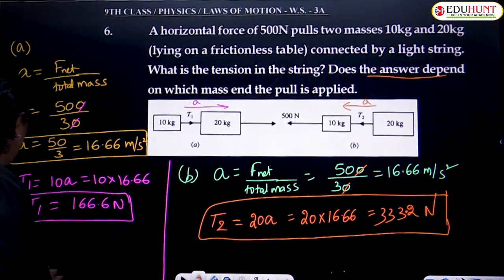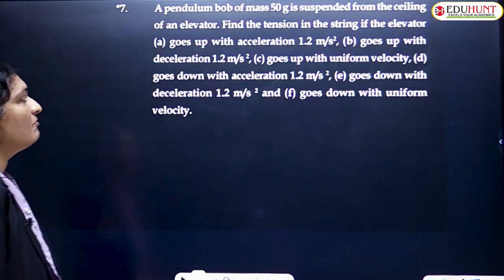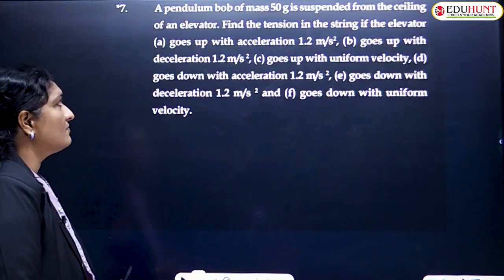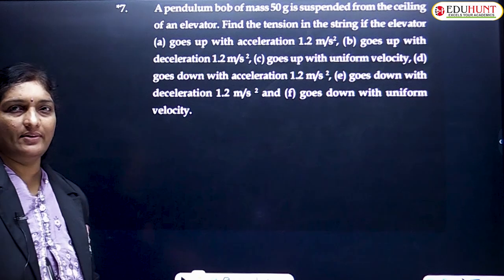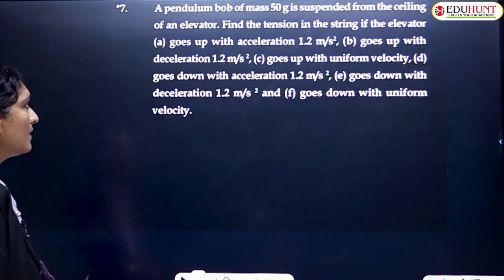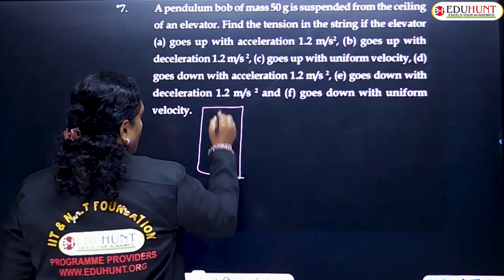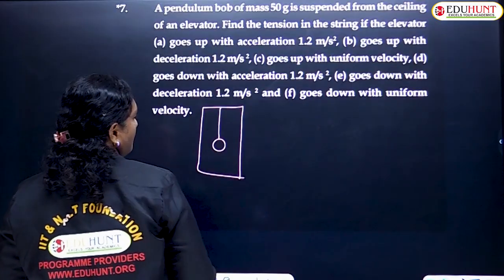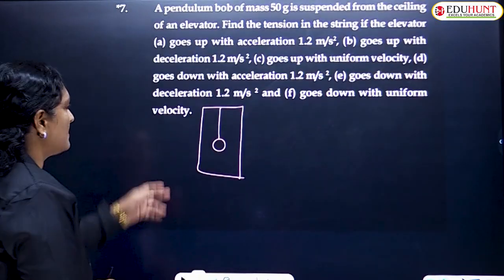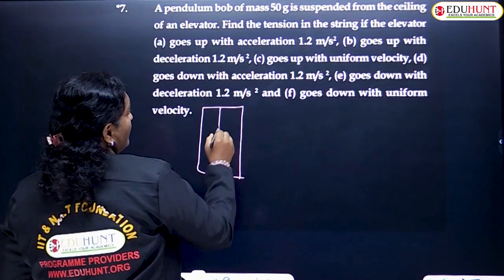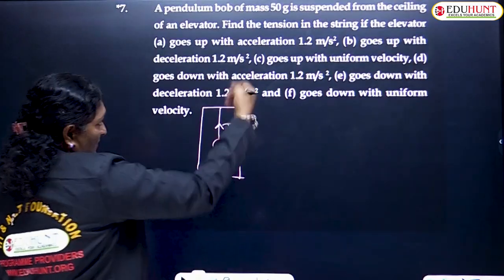So moving to the next question. 7th question. A pendulum bob of mass 50 grams is suspended from the ceiling of an elevator. Elevator means imagine it as some lift. Okay, so there is a lift, something like this. From the ceiling, a pendulum bob is suspended, whose mass is given. You're asked to find the tension in the string for the different cases.